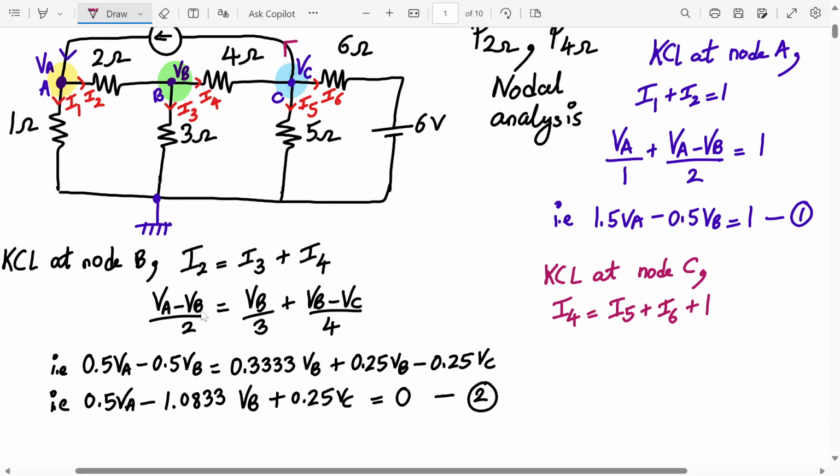Alright. So I4 is VB minus VC upon 4. I5 will be VC upon 5. Can you tell me what is I6? Now this is something new, so tell me I6. Hello? Anyone? What is I6? VC, what will come? Minus 6, yeah, upon 6. Because you're going from plus to minus, so it will be VC minus 6 upon 6 plus 1.